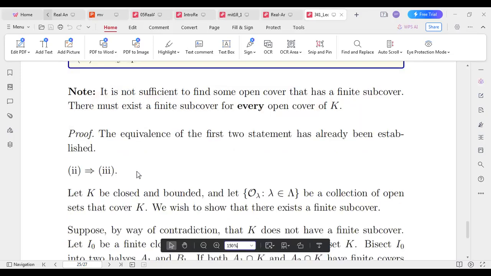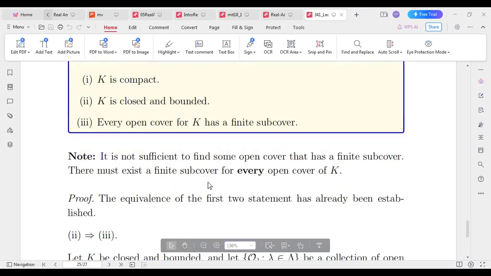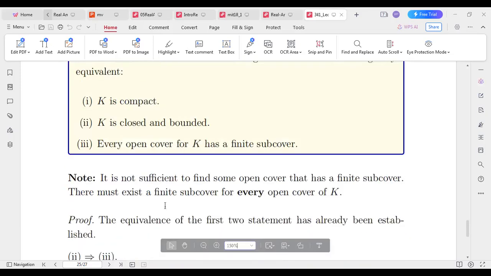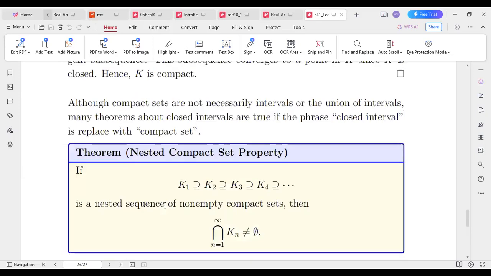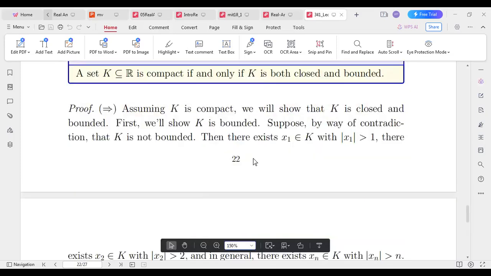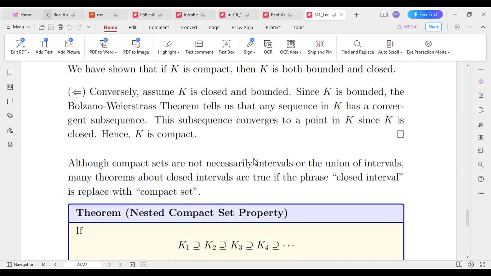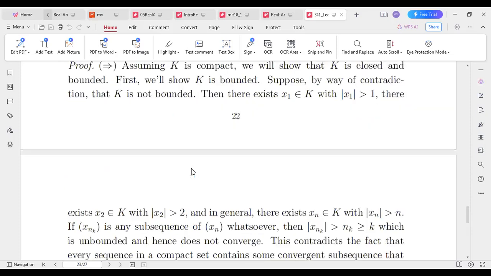Now we will discuss the equivalence, meaning K is compact if and only if K is closed and bounded. We have discussed in the previous theorem that K is closed and K is compact. Okay.